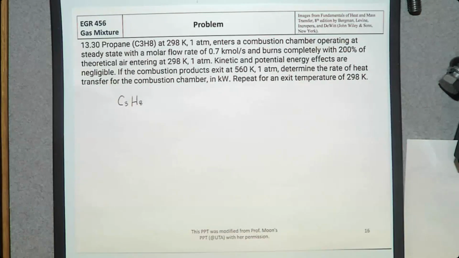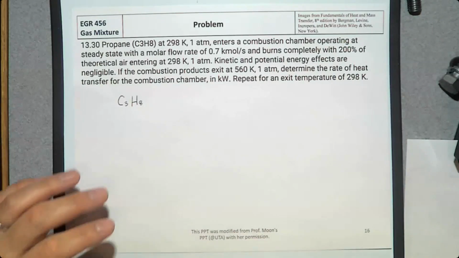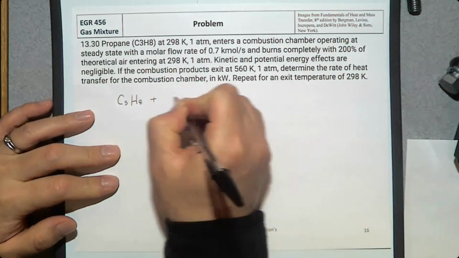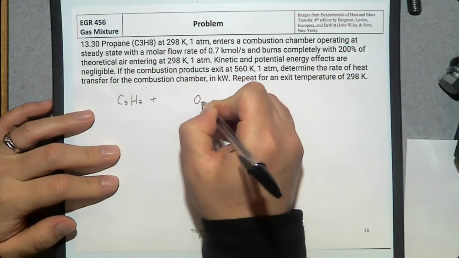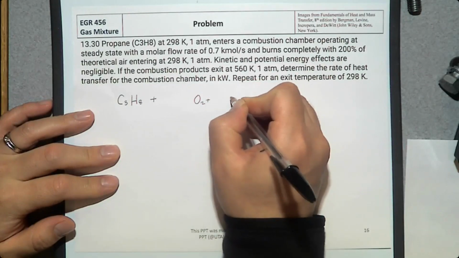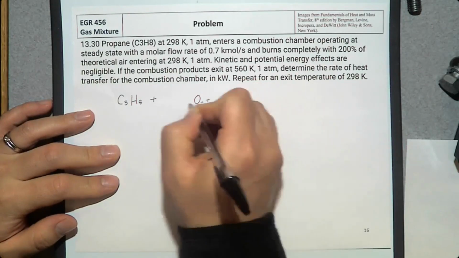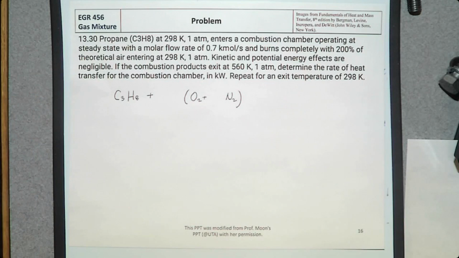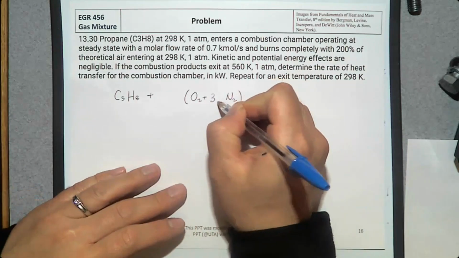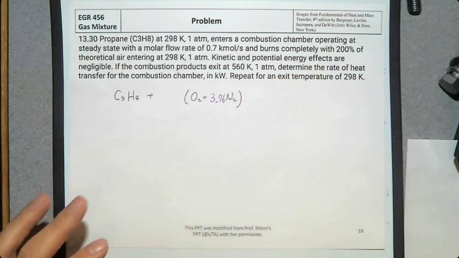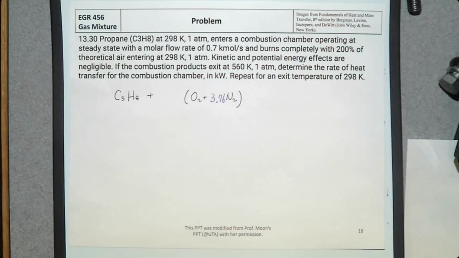So the balanced reaction equation starts with propane mixed with oxygen and nitrogen. The ratio between oxygen and nitrogen in air is 1 to 3.76 by mole. And it is a complete combustion.